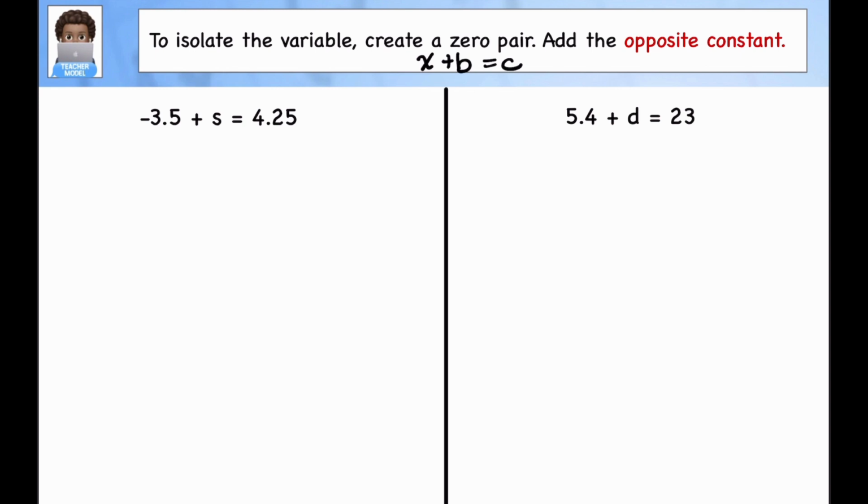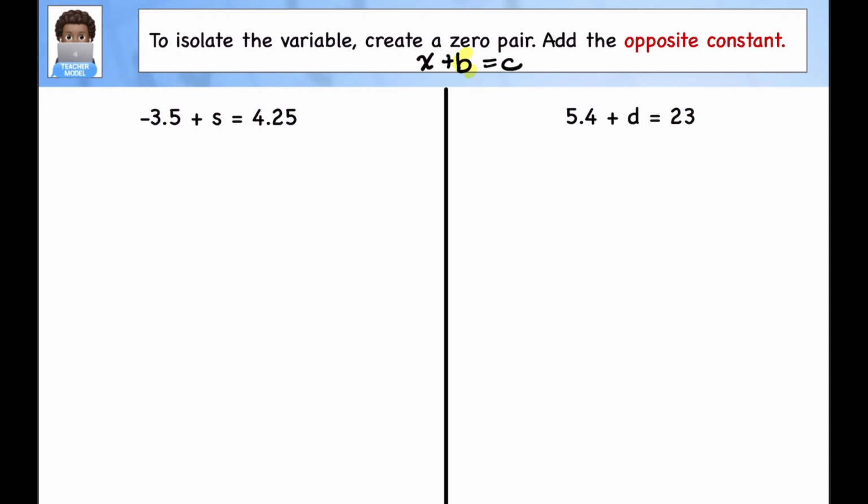What we're going to do is figure out what that constant is, and create a zero pair by adding its opposite. It's another way of saying canceling it out, and a way to get that x by itself and figure out its value. We're just going to add the opposite of the other number to both expressions. I'll show you what I mean.